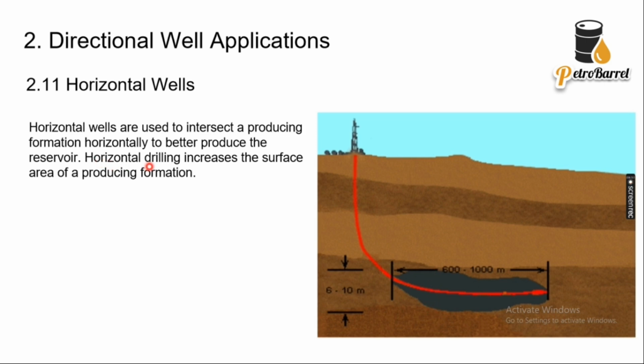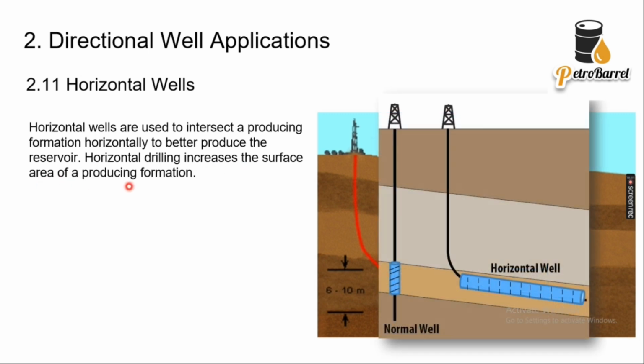So horizontal wells increase the surface area of the producing formation. As you see, according to horizontal wells, this cylinder or the blue cylinder indicates the contact area or surface area that we can produce from. While in normal wells, you can see that the contact area or surface area will be smaller than the contact area of the horizontal wells.